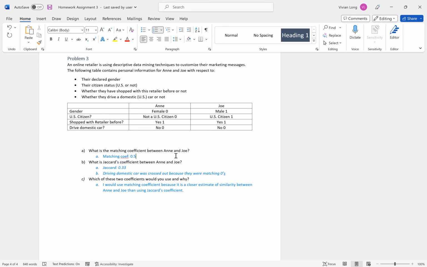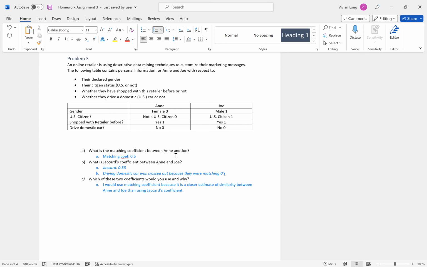Jerry, I have a question then, and maybe this will bring it full circle for Vivian. For C then, when deciding between which coefficient is more accurate, or which one we should use, it sounds like we really need to look at whether the variables that Jaccard is taking out, if they match on zeros, are binary or not. Yes, that's a good point. So how did you address part C?